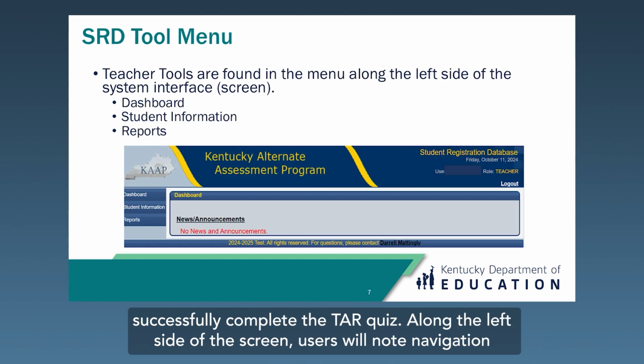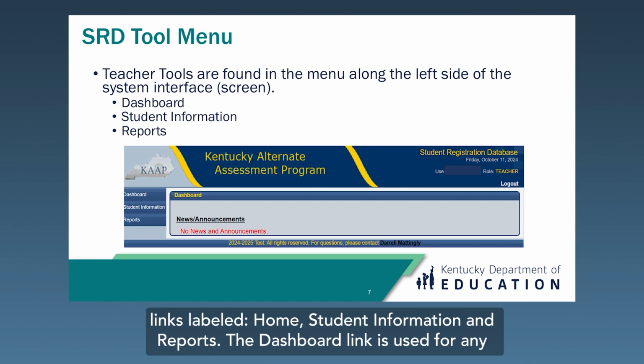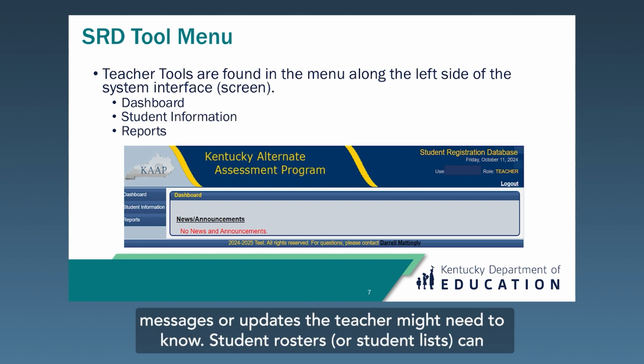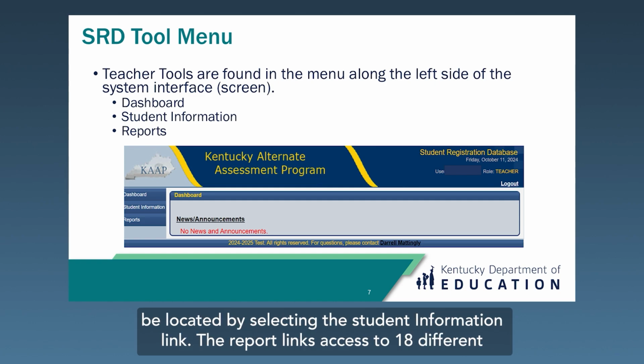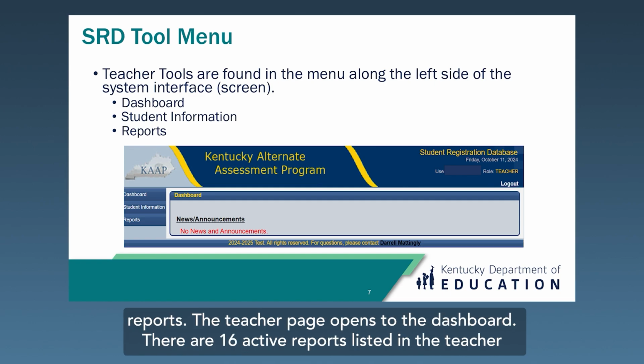Along the left side of the screen, users will note navigation links labeled Home, Student Information, and Reports. The dashboard link is used for any messages or updates the teacher might need to know. Student rosters, or student lists, can be located by selecting the Student Information link. The reports link accesses 18 different reports. The teacher page opens to the dashboard.